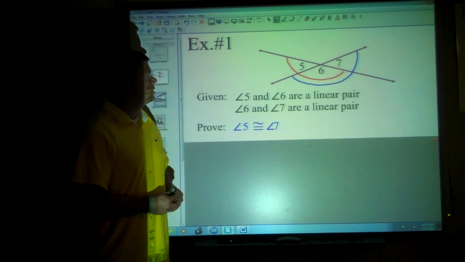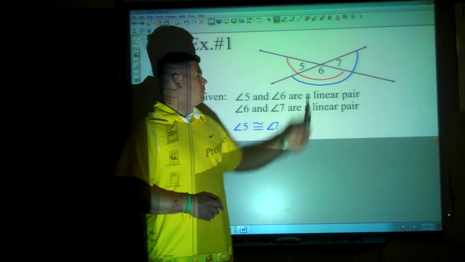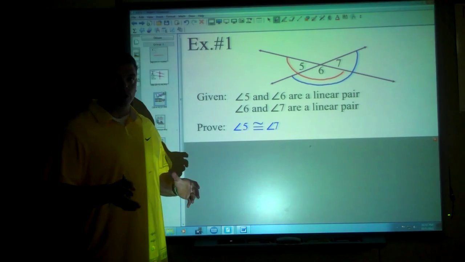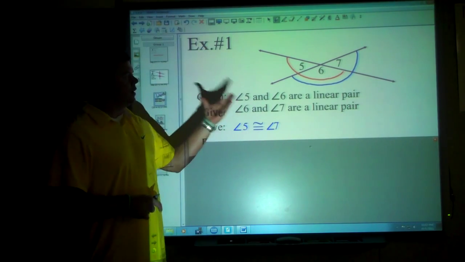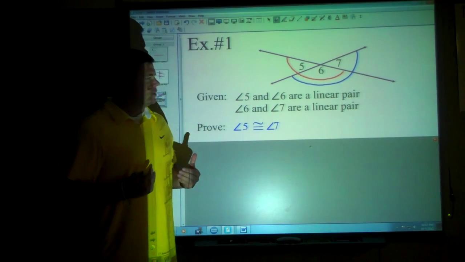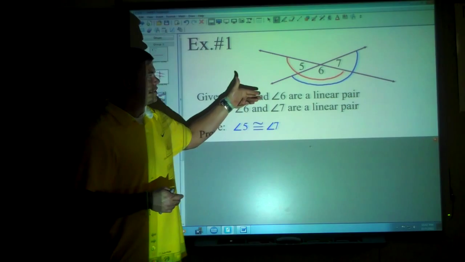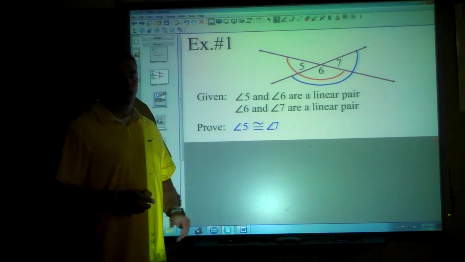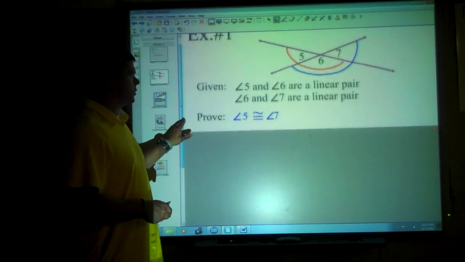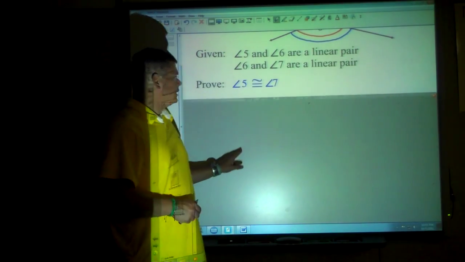Now, I realize that most of you would say, well, the fact that they're vertical angles means they're going to be congruent, which is true. But we would like to be able to prove it another way. We don't want to just believe that vertical angles are always going to be congruent to each other. Let's find a way to prove that they are the same, and that way we know that the fact that they're vertical angles does in fact make them congruent.